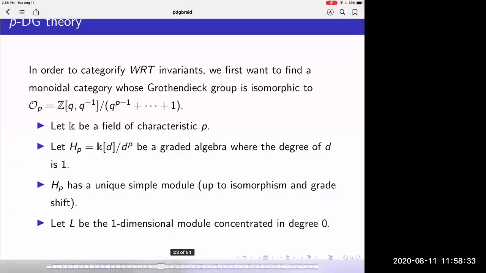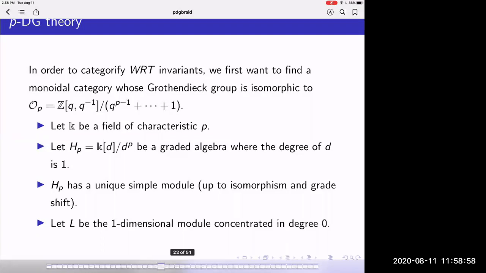Okay, so the second half of the talk is trying to incorporate some Pdg theory into the story. And I'm sure most of you went to Chiu's talk, so I'm going to give a brief review of Pdg theory, and then we'll start talking about how to incorporate it into these algebras that we saw in the first half.